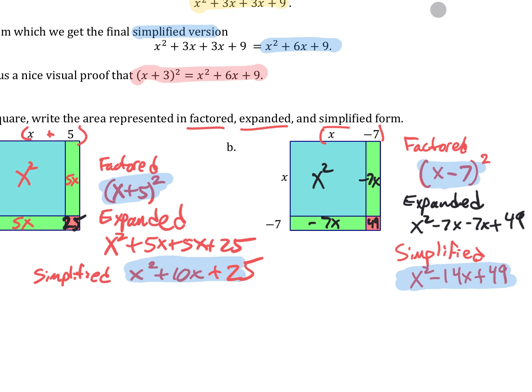All right, so what's going on here? What's the relationship between the 5 and the 25? Well, this is squared. And what's the relationship between the 5 and the 10x? Well, 5 is half of 10x, or 10x is double the 5 times x. All right, so there's our relationship. So now let's see how we can use that to do something called completing the square.